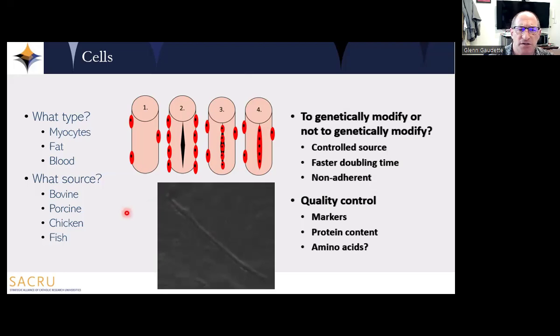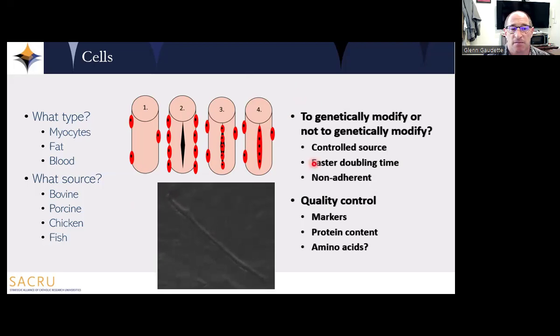Some of the questions you might want to ask are, do we want to genetically modify these or not? We can take a cell and then genetically modify it so that it will proliferate over and over again. Right? That might make it cheaper, but it's a genetically modified organism, a GMO. And so is that something we want?